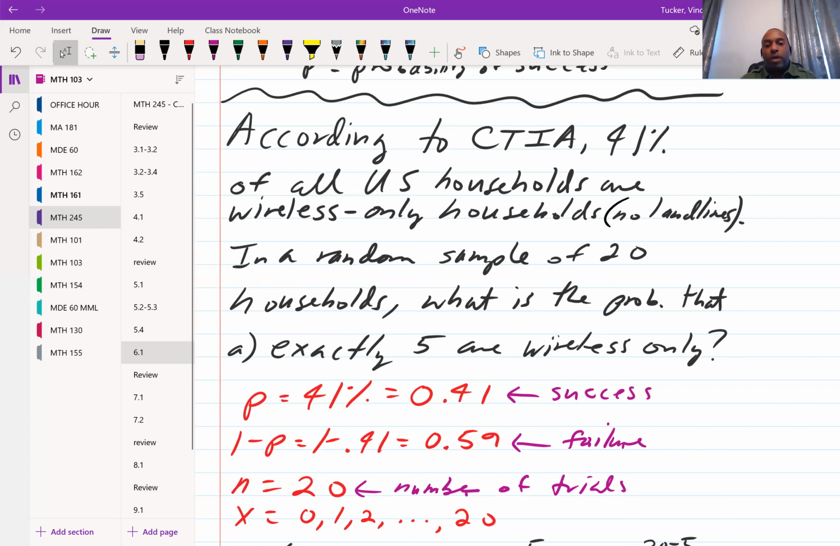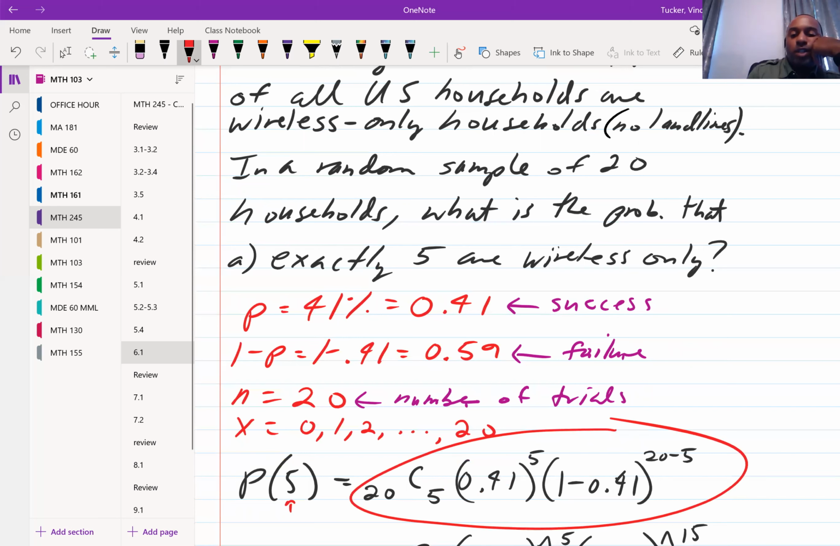Gonna scroll up, everybody good? So plug in that stuff into the formula. So we want to know what's the probability of exactly 5 are wireless only. So in other words, out of 20, 5 were wireless only. The probability of that happening. So this is the formula right here, 20C5 times 0.41 raised to the 5th power, times 1 minus 0.41 raised to the 20 minus 5.